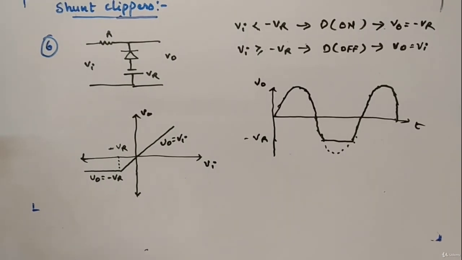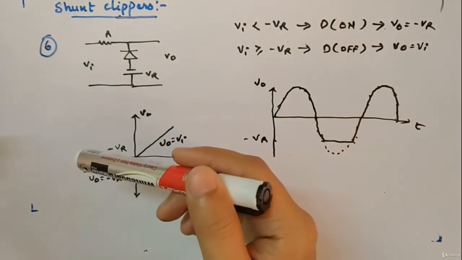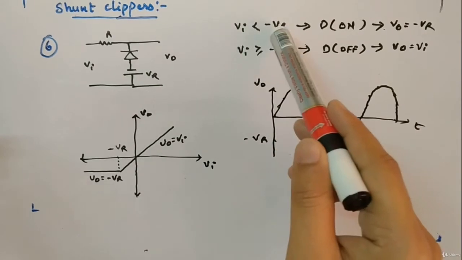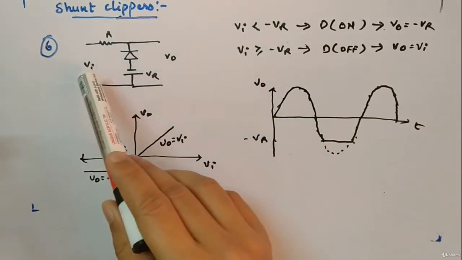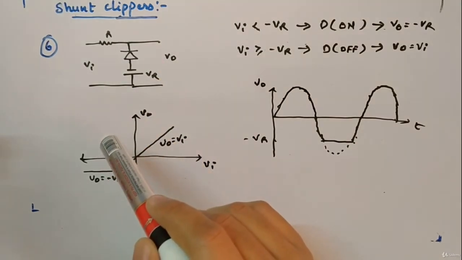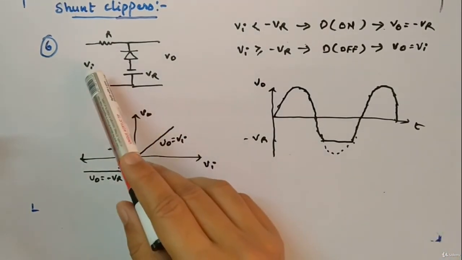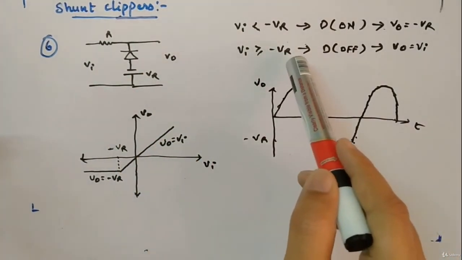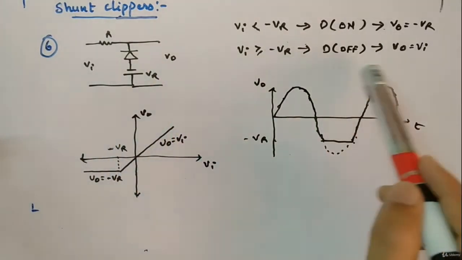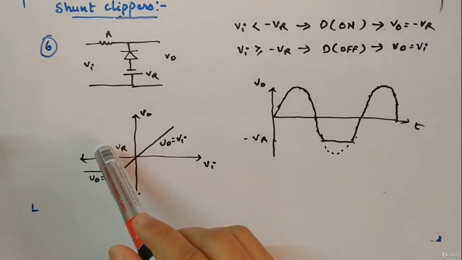Okay, let's look at the sixth model. So now the diode is upside down. Vr is negative again. So when Vi is less than minus Vr, the diode will be on, and if the diode is on, V0 will be minus Vr. Similarly, if Vi is greater than or equal to minus Vr, then the diode will be off, and in that case V0 will be equal to Vi.